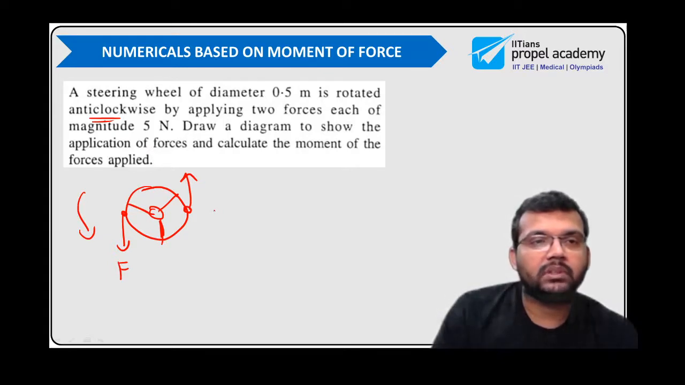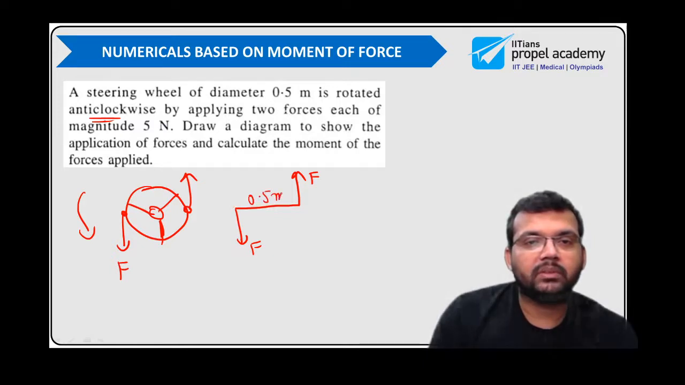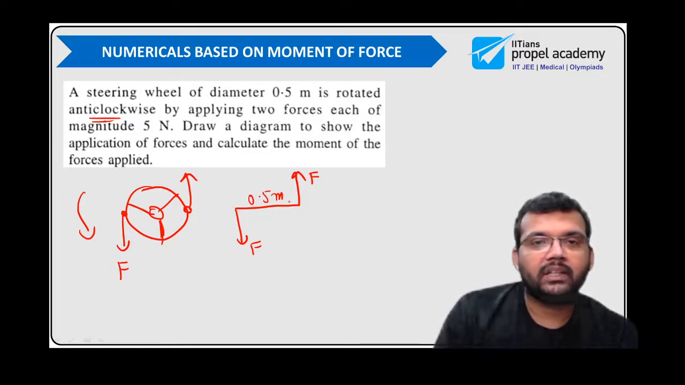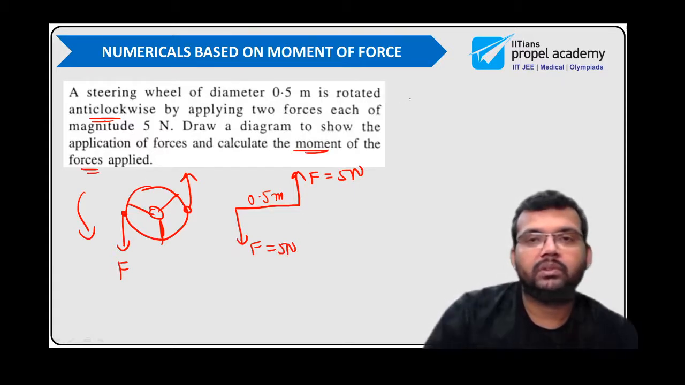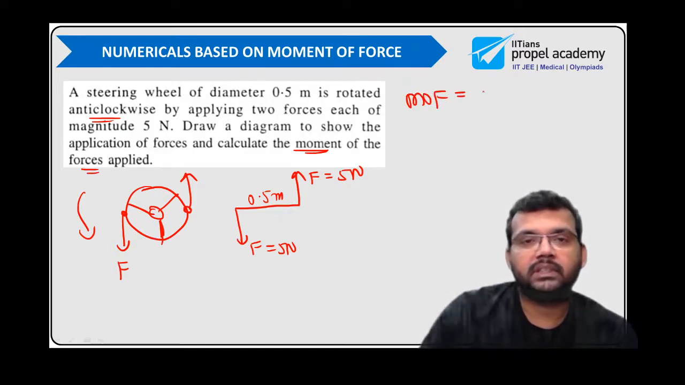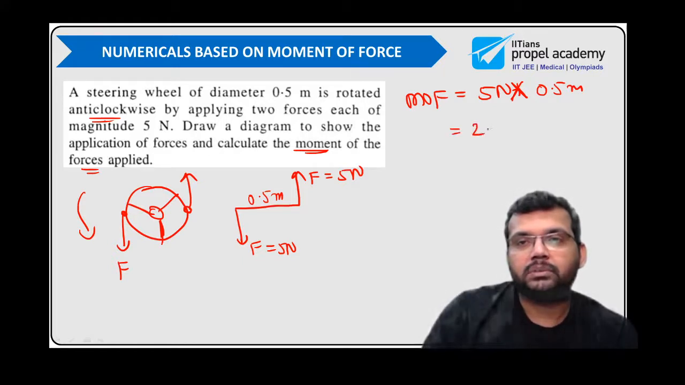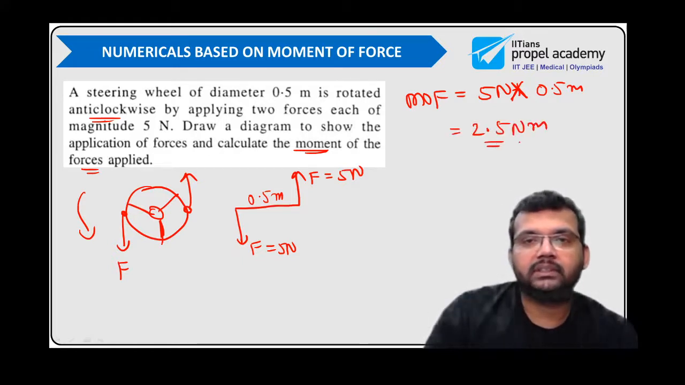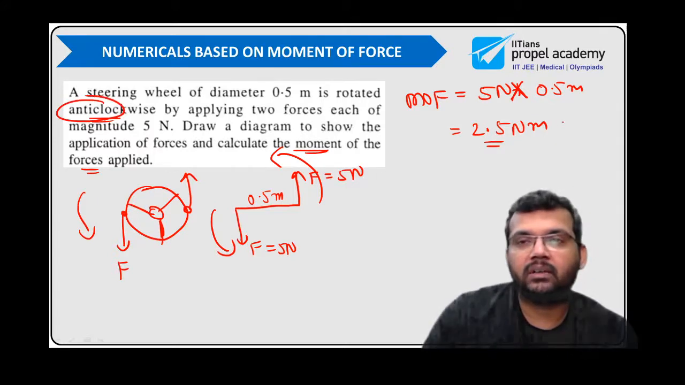Now draw a diagram to show the application of forces. So this is how we can show the diagram. Force, 0.5 meters. Now calculate the moment of force applied. This is a couple. So the moment of force here is nothing but any individual force, 5 newton, into the perpendicular distance 0.5 meter. That's 2.5 newton meter. This is the answer. On the direction, in fact, they already mentioned it's an anti-clockwise direction.